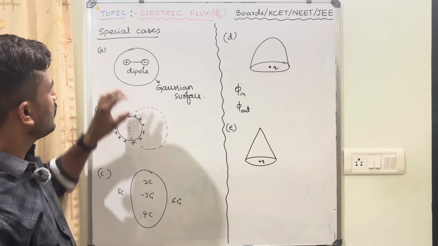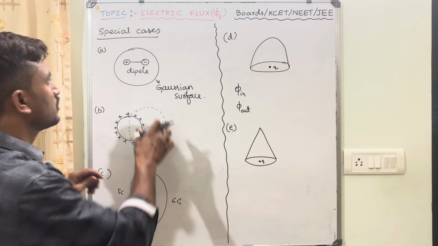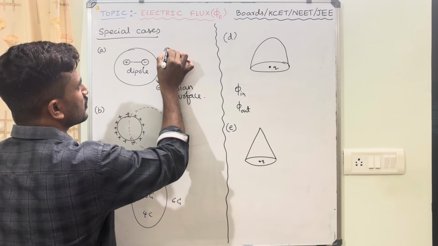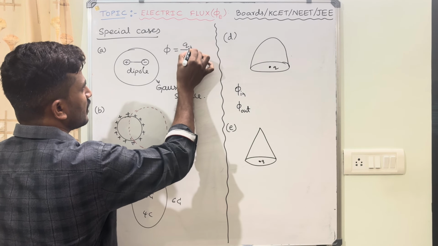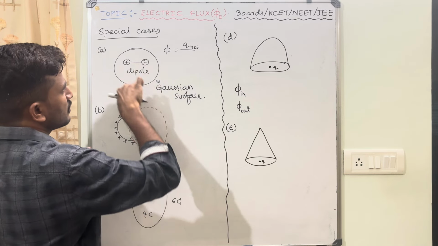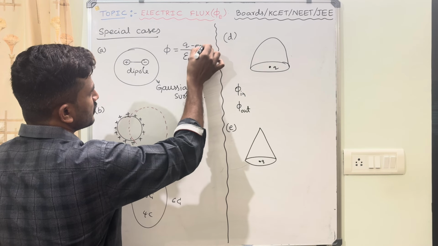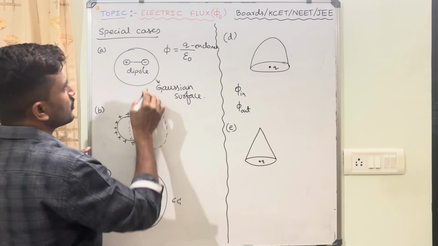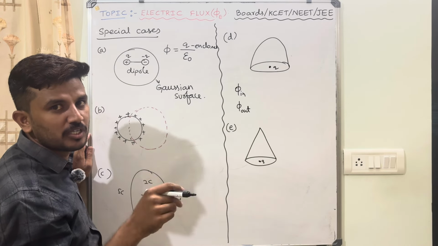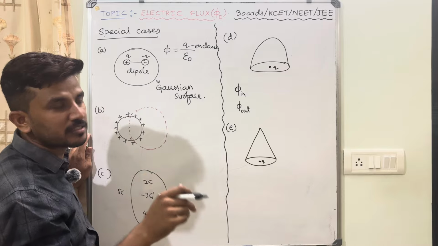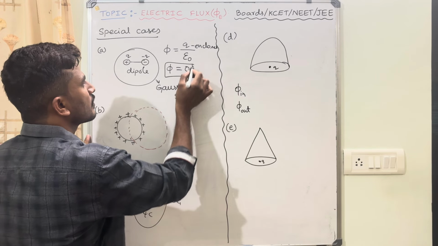Now, if there is a charge in the closed Gaussian surface, what is the flux through this surface? Flux through the surface is given by Q enclosed divided by epsilon naught. Enclosed charges, one is positive charge, one is negative charge, right? What is an electric dipole? Two equal and opposite charges separated by a small distance. So q minus q is 0, the flux through the cube is 0.